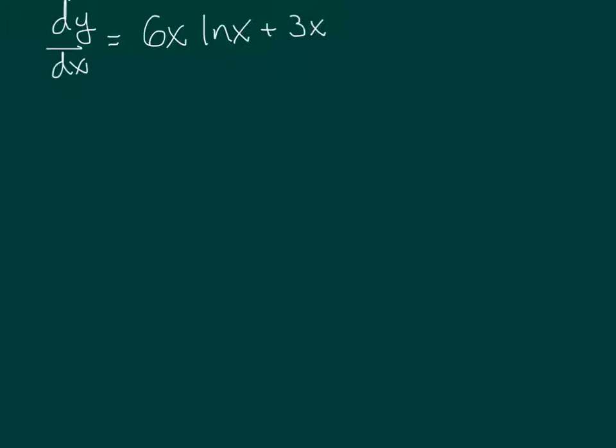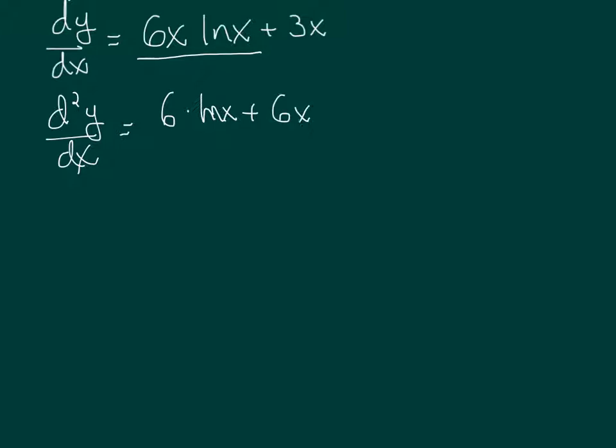Suppose we wanted to take the second derivative of this. Well, we would just take the derivative of 6x ln x plus 3x. So the second derivative would again involve the product rule here in the first term. So I would take the derivative of the first times the second plus the first times the derivative of the second. Oops, I'm sorry. This should just be an x.